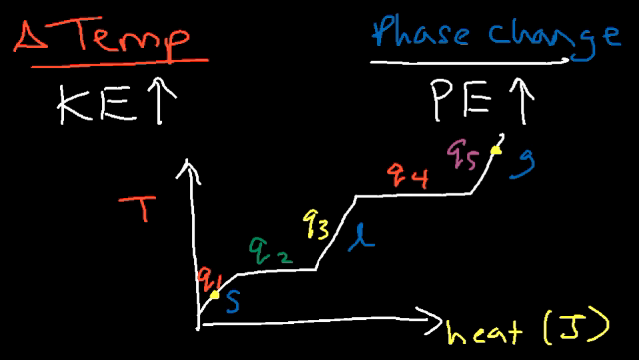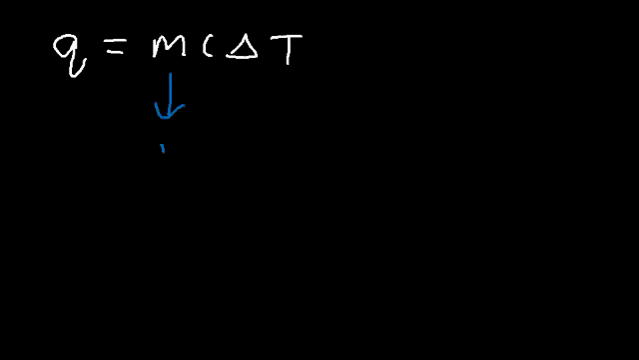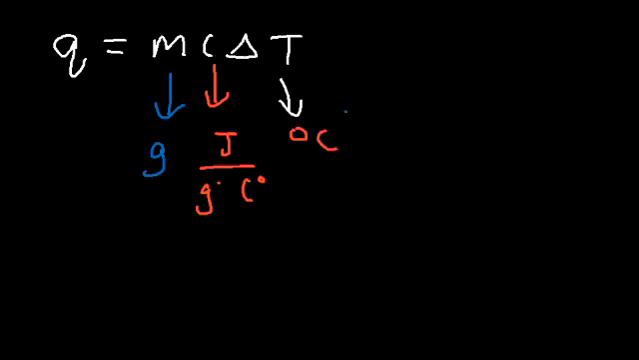Now, there's a few more things that we need to talk about. So going back to the temperature change equation, Q equals MCΔT, you need to know that m represents the mass, which is in grams. c is called the specific heat capacity, which has the units joules per gram per Celsius. And delta T is the temperature change, which is usually in Celsius. So notice that Celsius will cancel and grams will cancel, which means that Q is in joules.